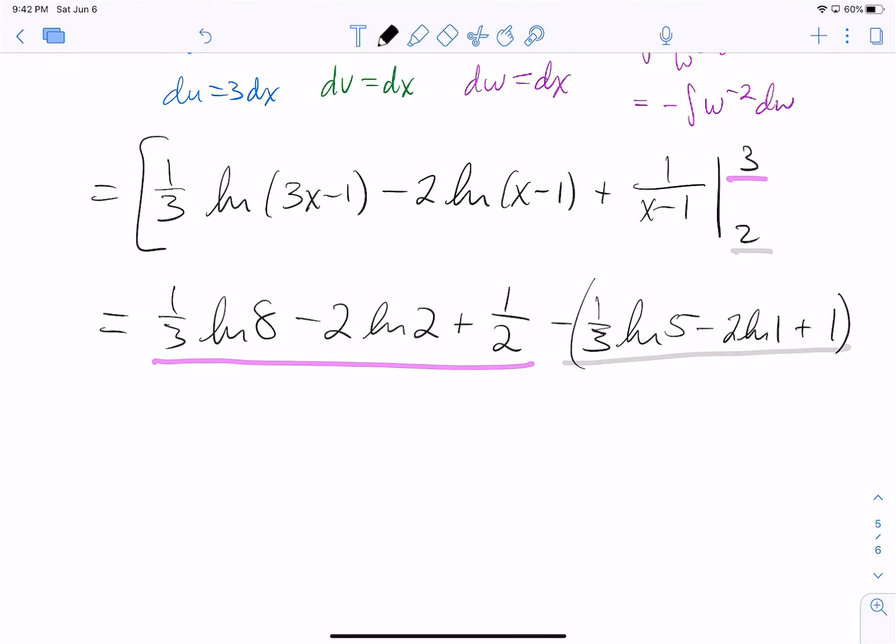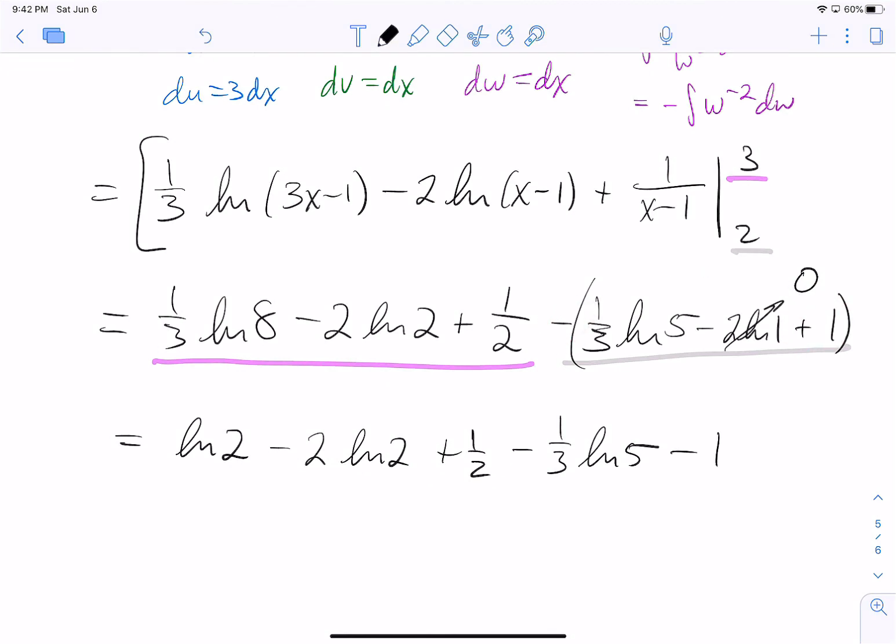1/3 times the natural log of 8 is the same thing as the natural log of 2 because the 1/3 can be expressed as an exponent on the base of 8. In the next term, we have minus 2 times the natural log of 2, and then plus 1/2. We'll just keep writing stuff. Distributing the negative, minus 1/3, natural log of 5. Folks, negative 2 times the natural log of 1 is 0. And then distributing, again, the negative here to the 1 at the end, we have minus 1.